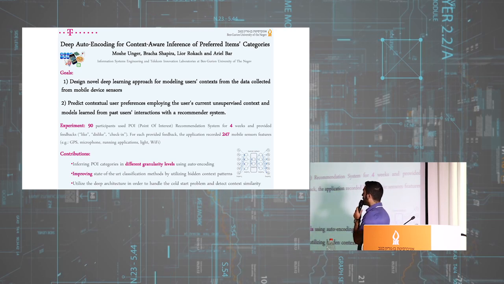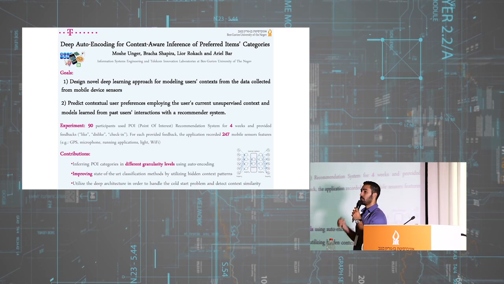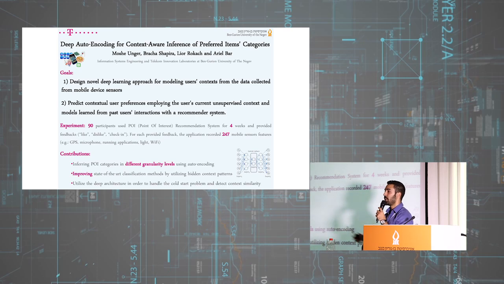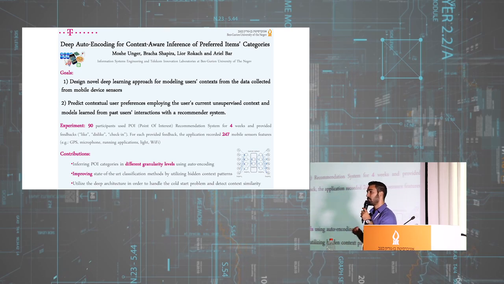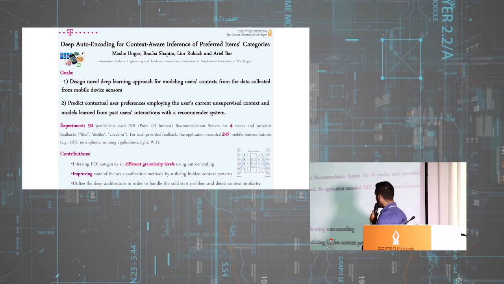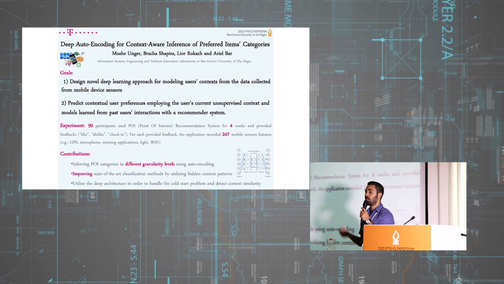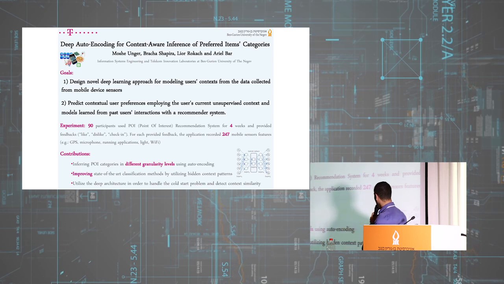Basically, we have done an experiment with 90 users over a month of 4 weeks, and the users' interactions were like and dislike. We used this information with their mobile devices in order to predict the POI category of each user given his mobile phone. We also show how we can utilize the deep architecture in order to detect the context similarity, the similarity between the POIs, and also we handle the cold start problem.